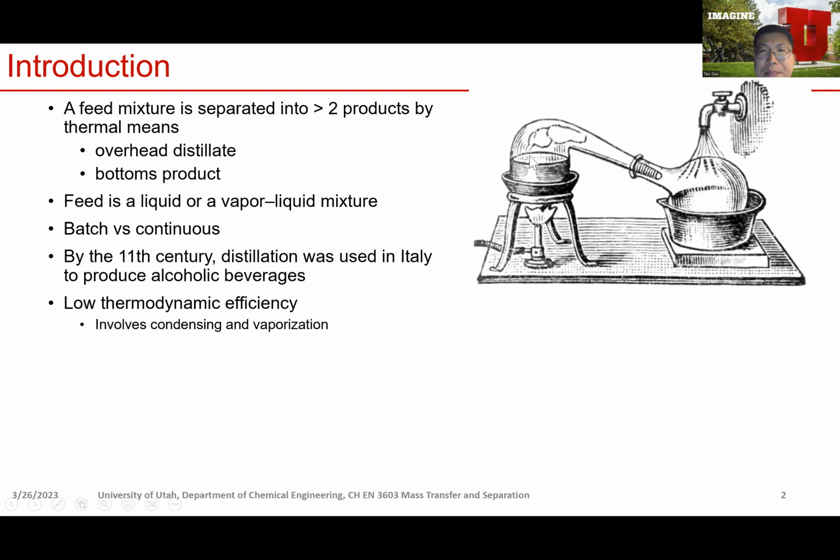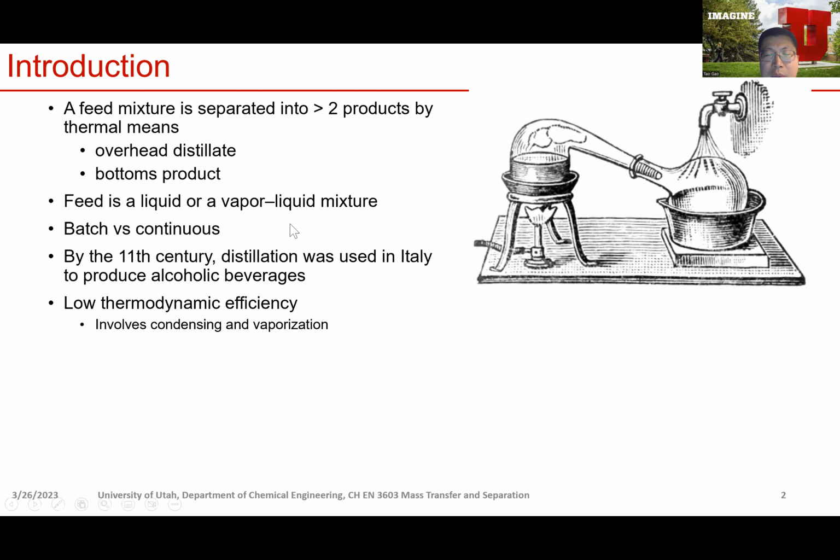So in this particular case, the feed is a liquid, but in actual operation, the feed could be a liquid, a vapor, or a vapor-liquid mixture, okay? And the distillation can be done by a batch process as shown here, or it can be done by a continuous process, okay? So distillation has a very long history.